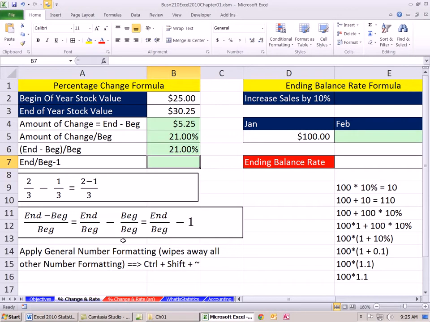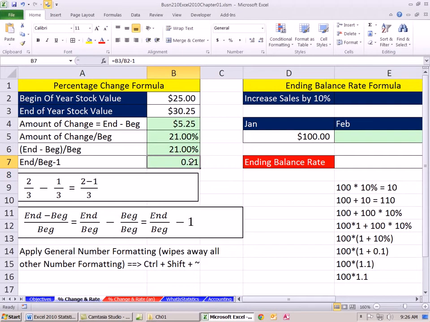43 divided by 43 is 1. Minus 1 divided by minus 1 is 1. Truck divided by truck is 1. So we can simply replace this with a 1, and there it is. There's our formula. This will be the formula we'll use throughout the class when we want percentage change. Hey, the ending divided by beginning minus 1.